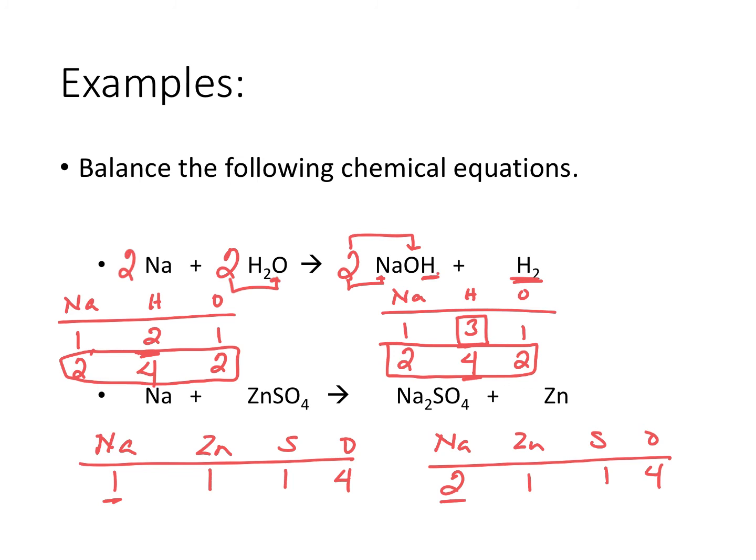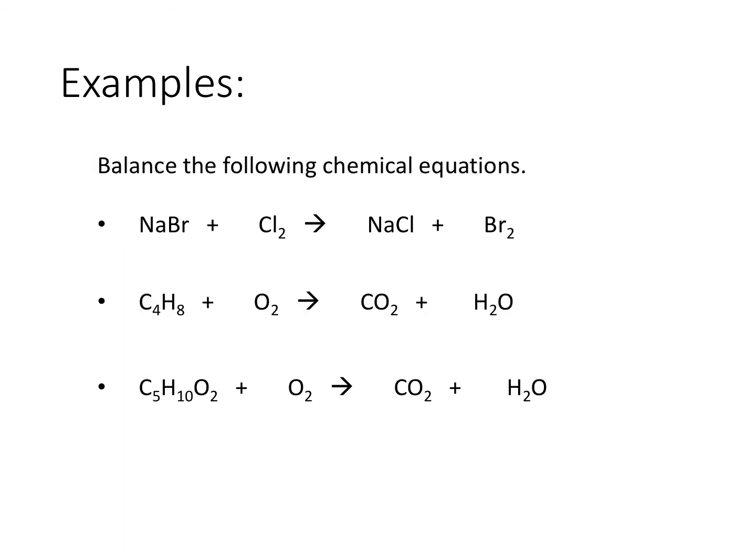So to fix sodium, I will put a 2 in front of the Na, which now gives me 2 sodiums, and that's it, I'm done. By putting that 2 in front of the Na, I didn't mess anything else up. Everything else was already balanced, so there is your balanced chemical reaction. Sometimes they are really that easy. So here's a few more.